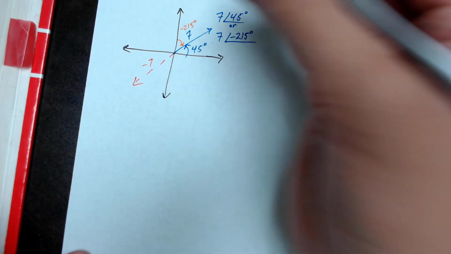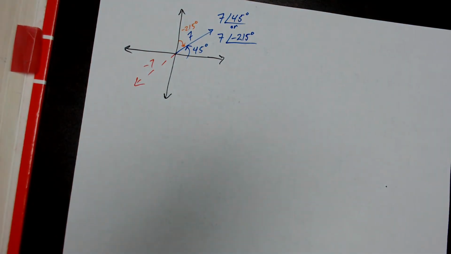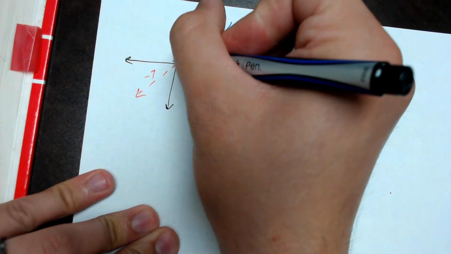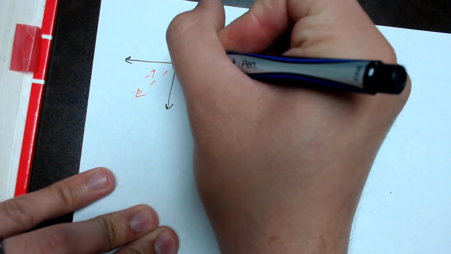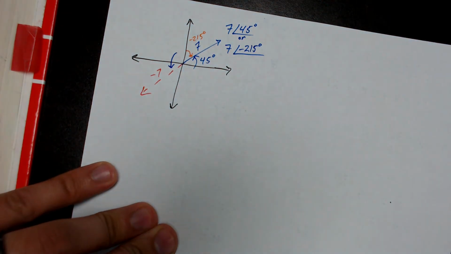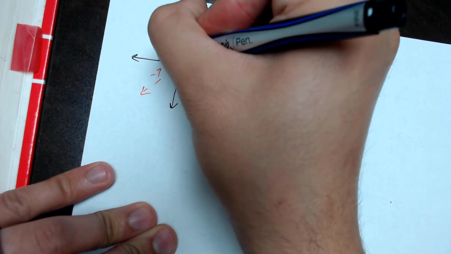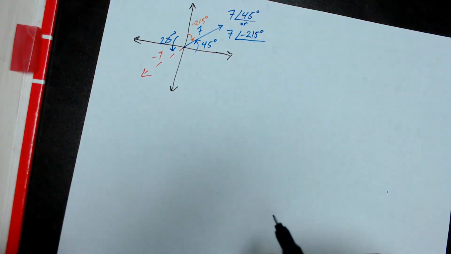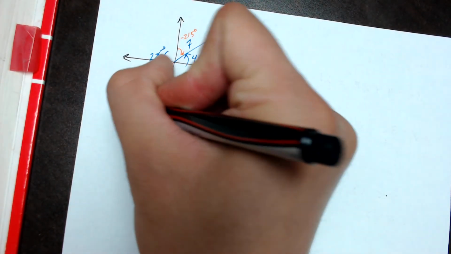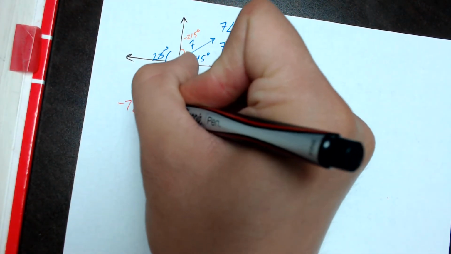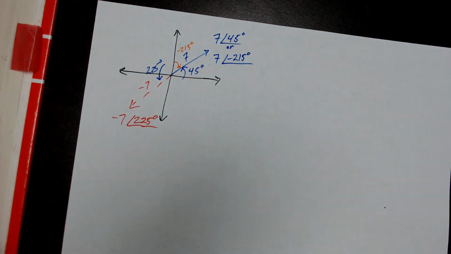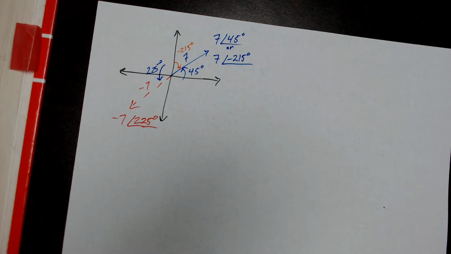So if we were to represent that in positive degrees, what we'd have to do is take 45 degrees, add 180 to give us 225 degrees for a positive angle. All right, so one way to write this negative vector is going to be negative 7 at an angle of 225 degrees. And then just like a positive vector, we can also write it using negative angles.